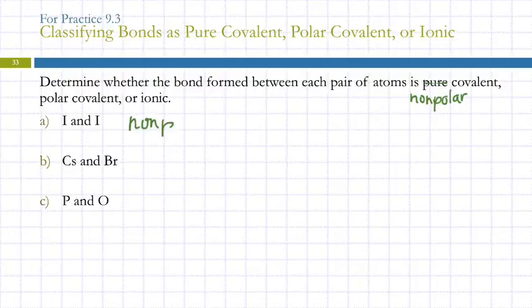So nonpolar. How about between cesium and bromine? Ionic. We have a metal and a nonmetal. So that's an ionic bond. How about between phosphorus and oxygen? Polar. Any questions?